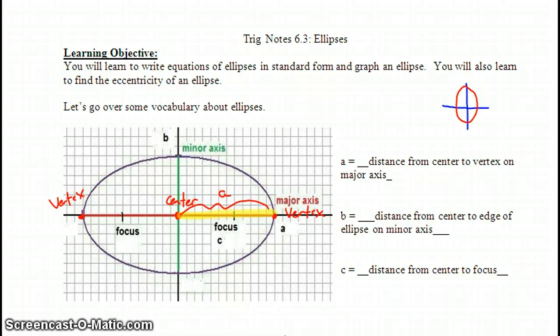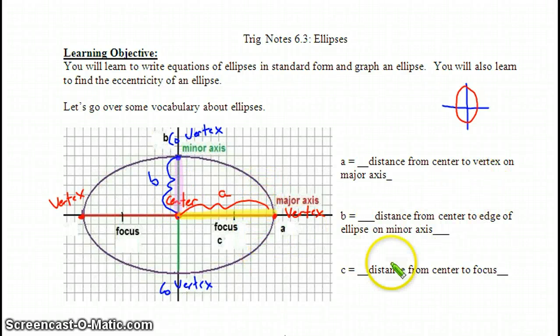We also have something called covertices, or a covertex. So your covertex is the distance from center up to the edge on your minor axis. So this distance right here is your B value. Distance from center to edge of ellipse on the minor axis is the B value. And again, that's this distance here. So we have our A values, we have our B values.